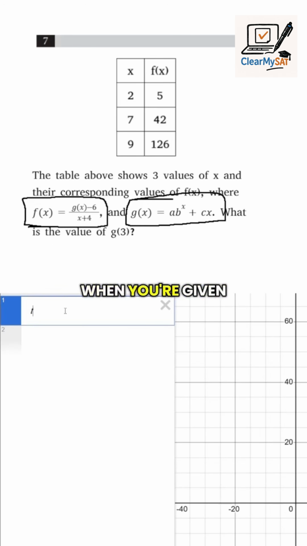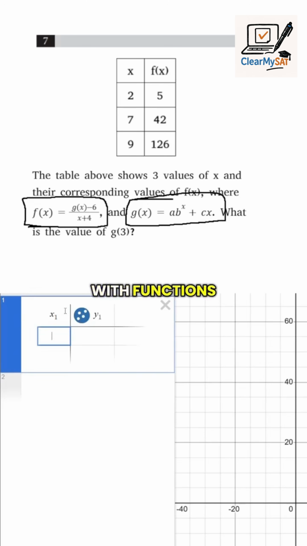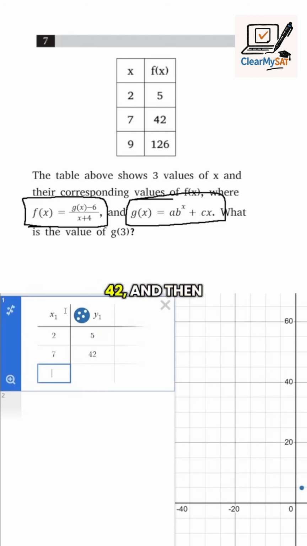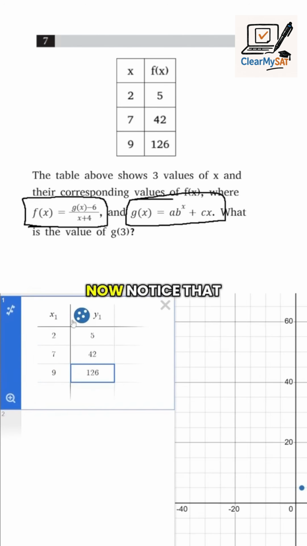First thing that you should always do when you're given a table in Desmos and you're working with functions, let's just put in a table. So I'm going to put 2 comma 5, then 7 comma 42, and then 9 comma 126. Now notice that the x is now x1 and f of x is y1.